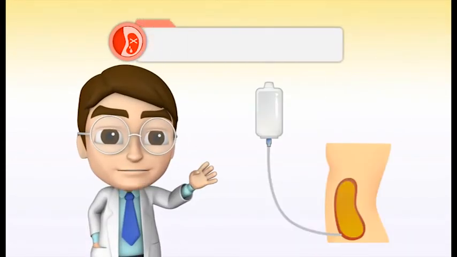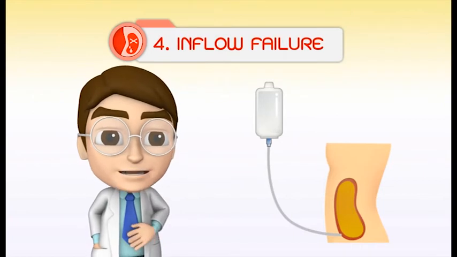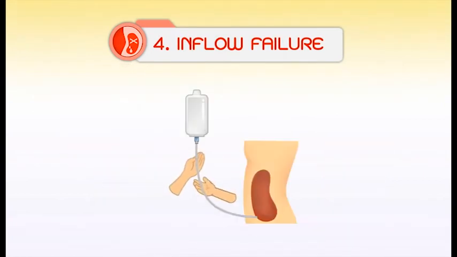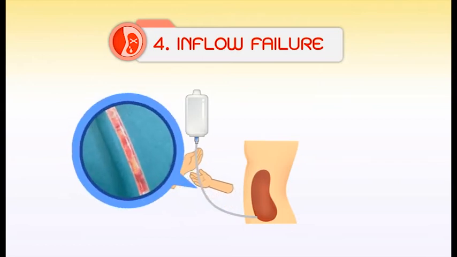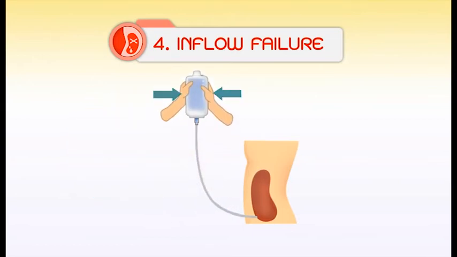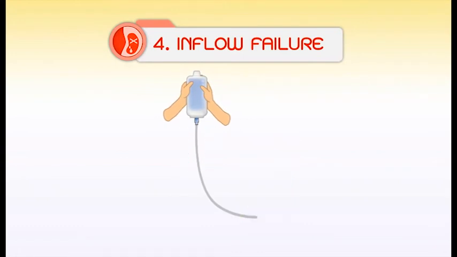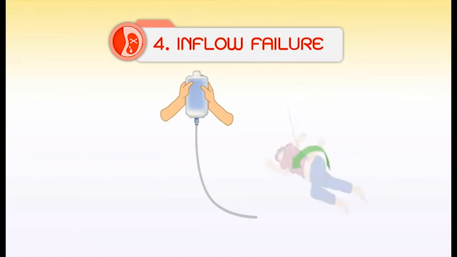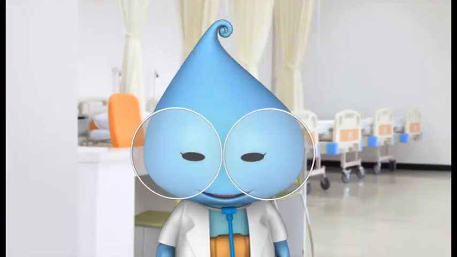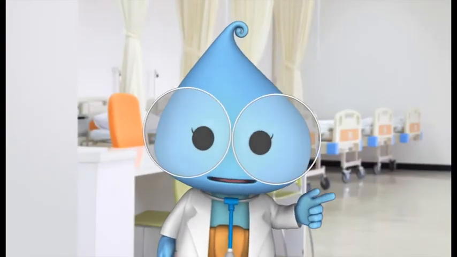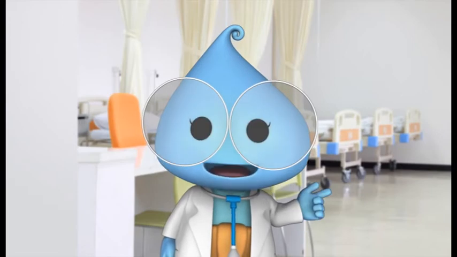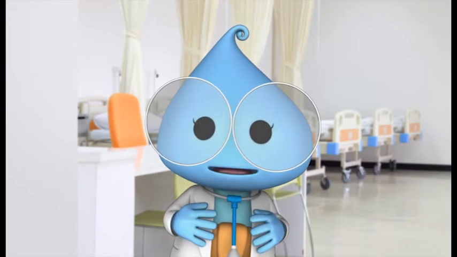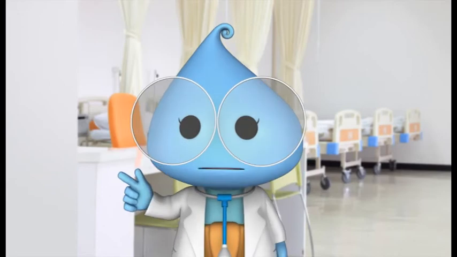4. If the PD fluid is not running into the peritoneal cavity after the clamp has been released, first, you will have to check if there is a catheter kink or blockage. Lift the bag high up or squeeze it to increase the flow rate. And turn the patient side to side or ask him to walk around. If you have tried everything and it's still not working, you will have to see a doctor straight away. Do not try to solve the problem by yourself.